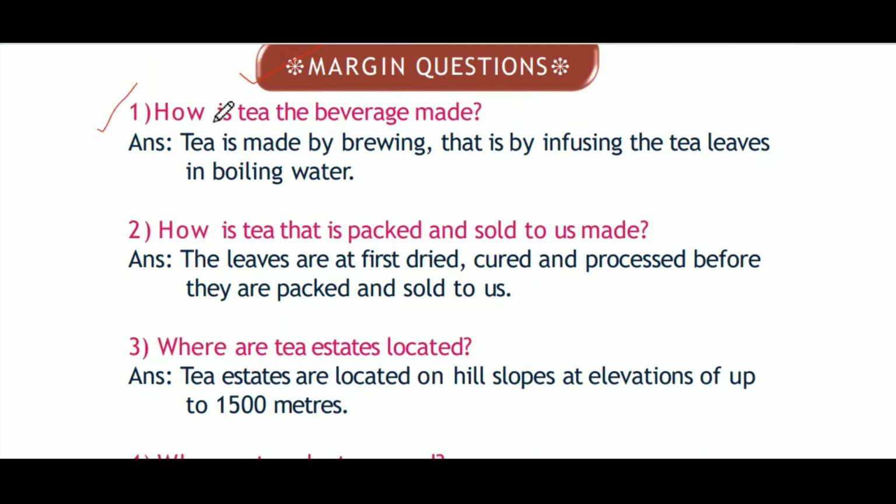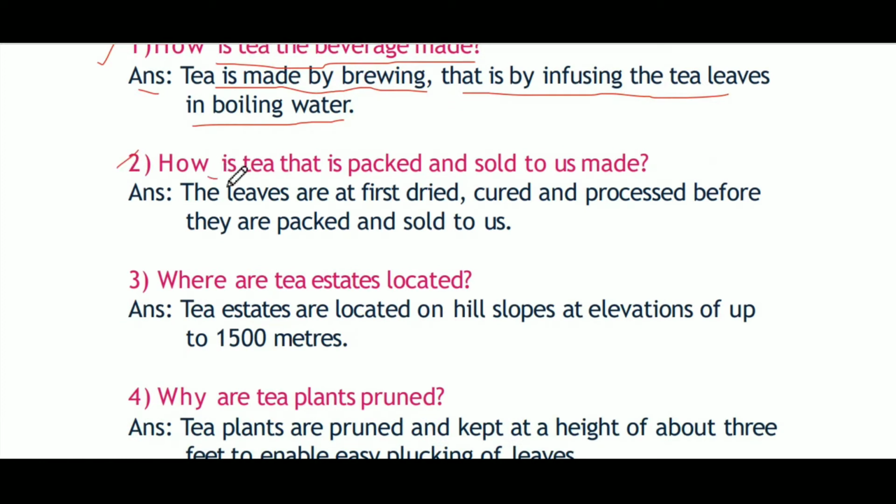Now it's margin questions. First margin question is, how is the tea, the beverage, made? Answer is, tea is made by brewing, that is by infusing the tea leaves in boiling water. Second question, how is tea that is picked and sold to us made? Answer is, the leaves are at first dried, cured and processed before they are packed and sold to us.